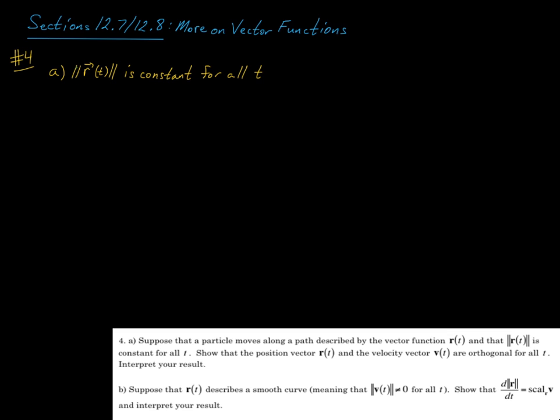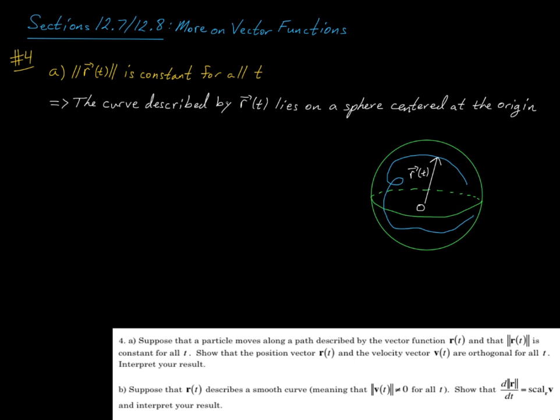Okay, so our assumption here is that as we move along our path described by the vector function r of t, the magnitude of our position vector is constant for all t. Put another way, our distance from the origin is always the same as we move along our path. And so that implies in particular that the curve described by r of t lies on a sphere centered at the origin. Okay, so as we move along this blue path, the magnitude of our position vector, which is really just our distance from the origin, is always the same. So we're in fact moving along a curve that lies on a sphere centered at the origin, and the radius of the sphere is equal to this constant magnitude of our position vector.